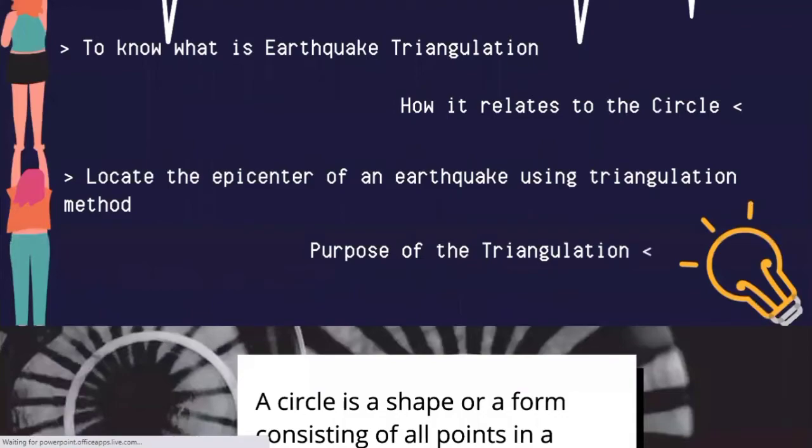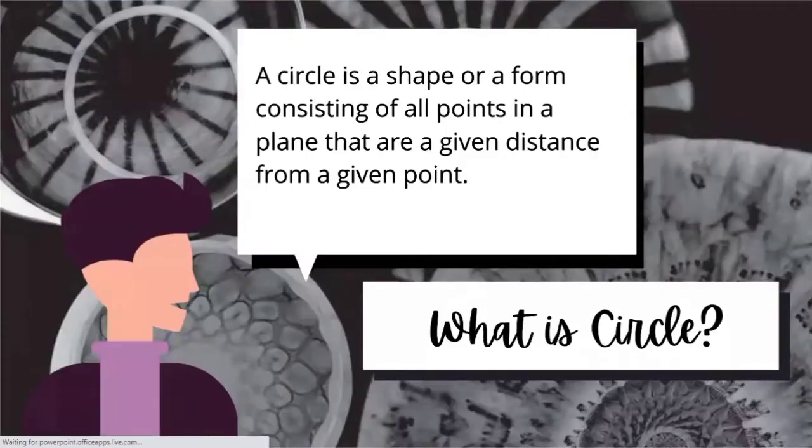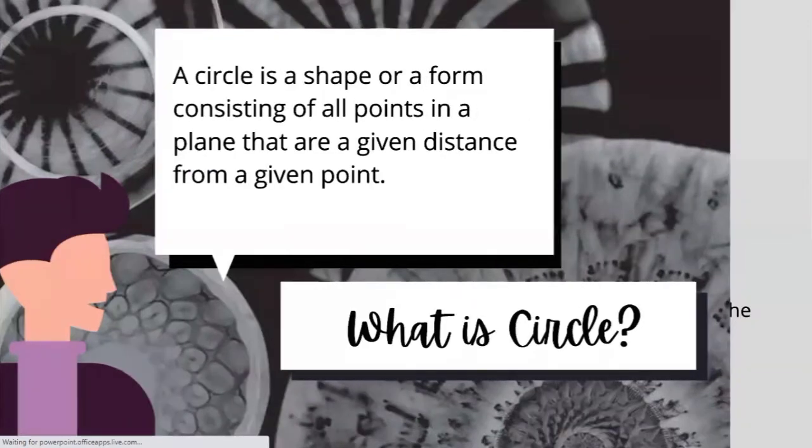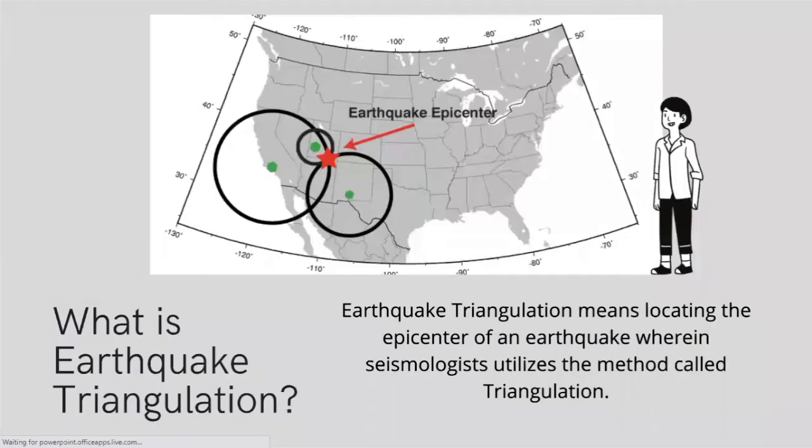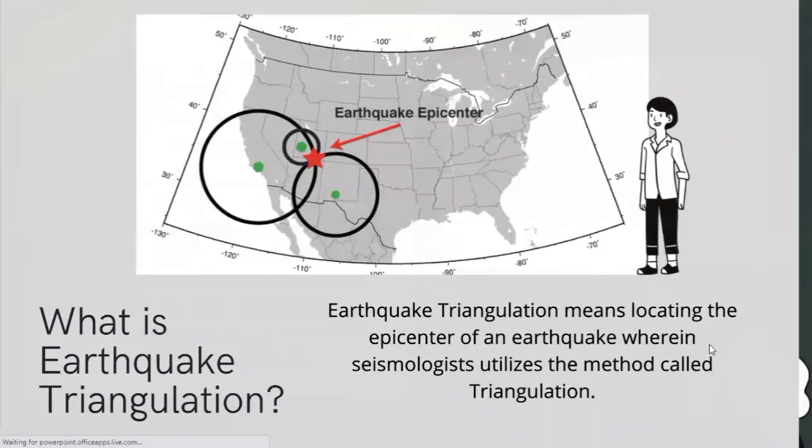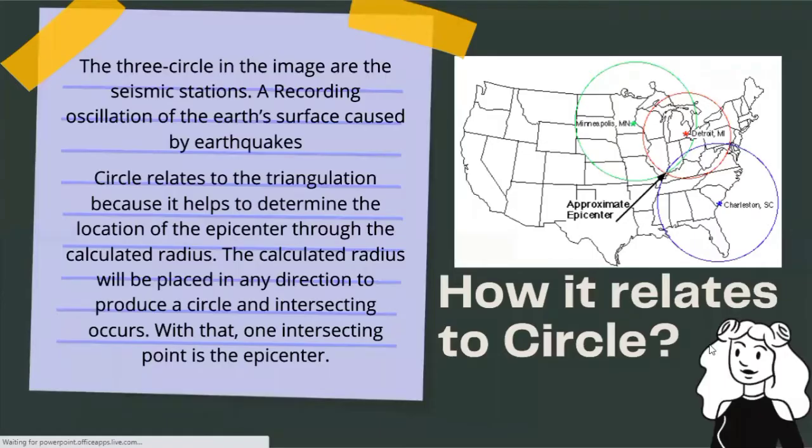So, what is a circle? A circle is a shape or a form consisting of all points in a plane that are a given distance from a given point. Next, what is earthquake triangulation? Earthquake triangulation means locating the epicenter of an earthquake, wherein seismologists utilize a method called triangulation. So, how does it relate to the circle?